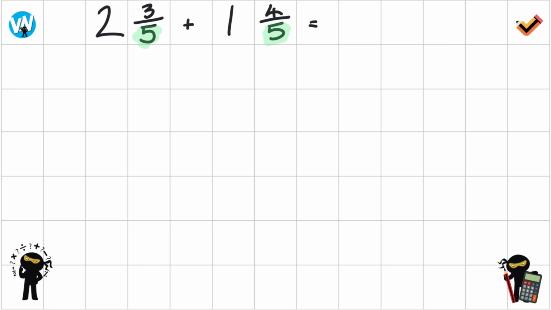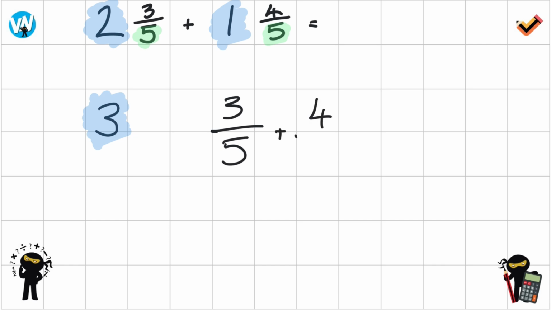So to solve this problem, it's really simple. All we're going to do, as a good habit, is separate off the whole numbers. Because we're adding, we can just add 2 and 1 together and write that down separately as 3. I'm going to highlight that so we know that this is there in a second. So really all that we're left with at this point is 3/5 add 4/5. Very simple. So that is going to be 7/5.